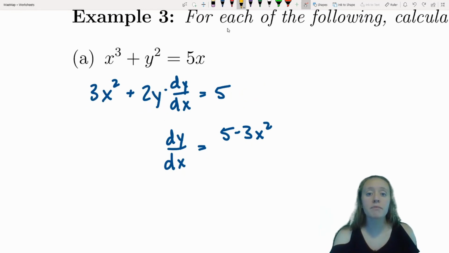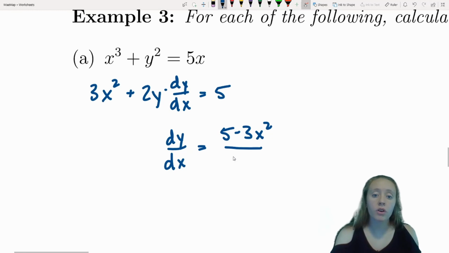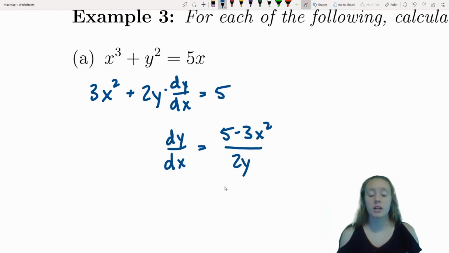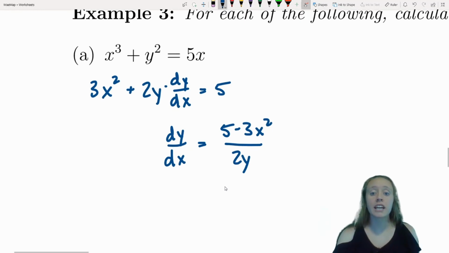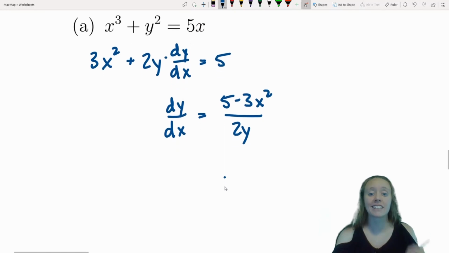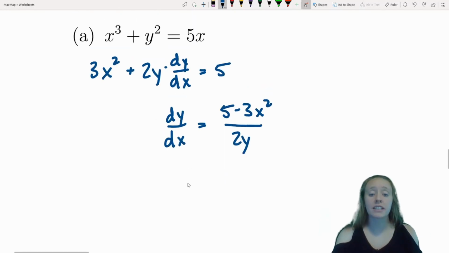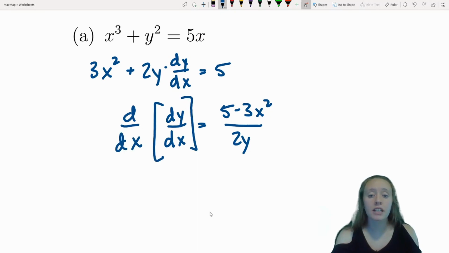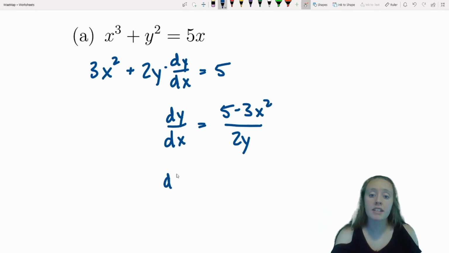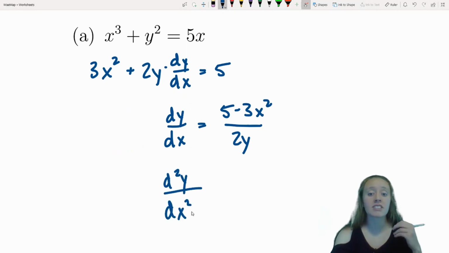So it's going to be (5 minus 3x squared) over 2y is equal to my first derivative. But I want to find my second derivative. So I'm going to take the derivative with respect to x again. Taking the derivative with respect to x of my left-hand side, d/dx of my left-hand side, think about what that's going to be. That's going to be my d2y over dx squared, my second derivative of y with respect to x.